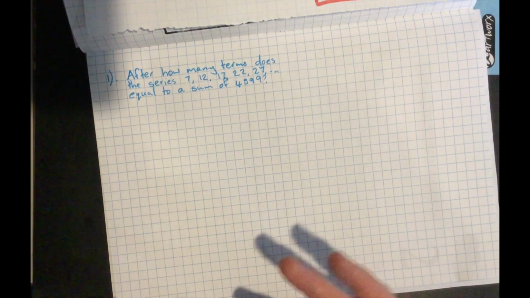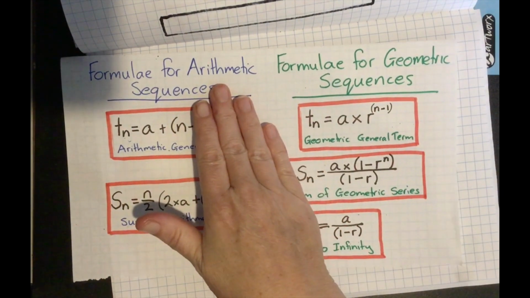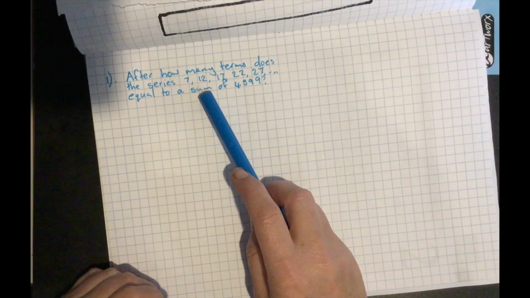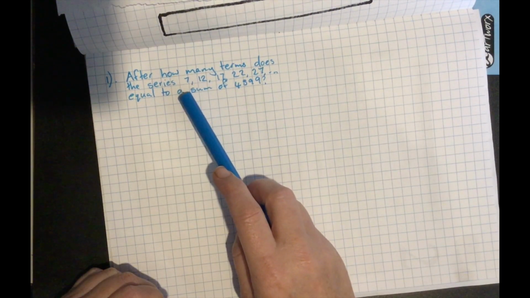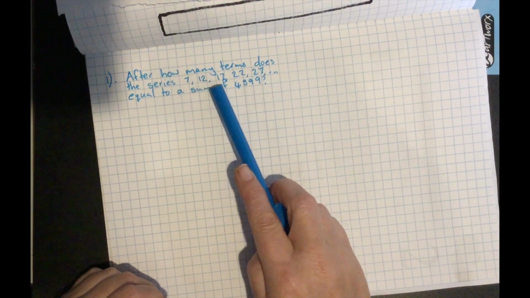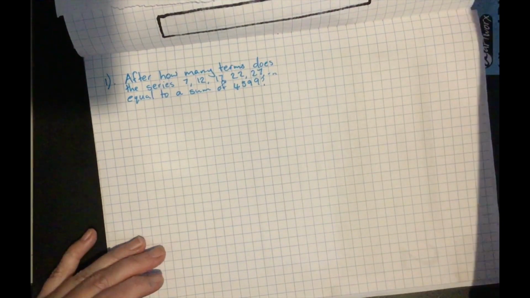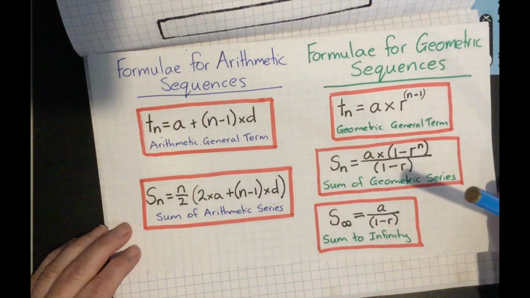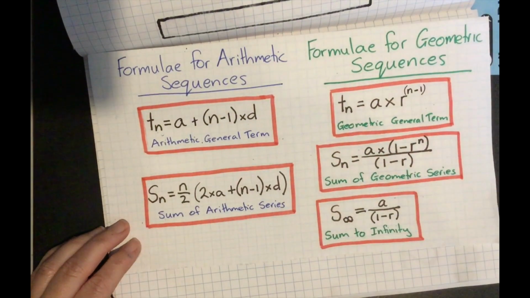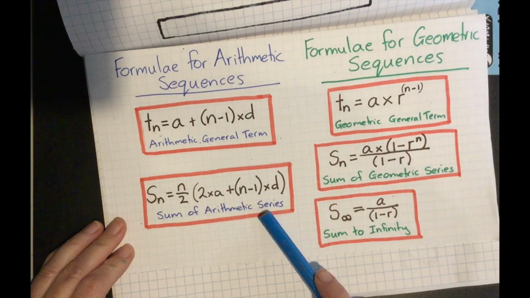Alright, just like anything, we've got to check what formula we're actually going to use here. Well, I need to check first up whether it's arithmetic or geometric. So let's have a look at this. 12 take away 7 equals 5. I'm going to see if the common difference of 5 works every time. 12 plus 5 is 17, 17 plus 5, 22. It works. So I've got an arithmetic sequence on my hands. I'm dealing with the sum because I was given a sum and I'm trying to solve for n. So I am going to be using this formula here.